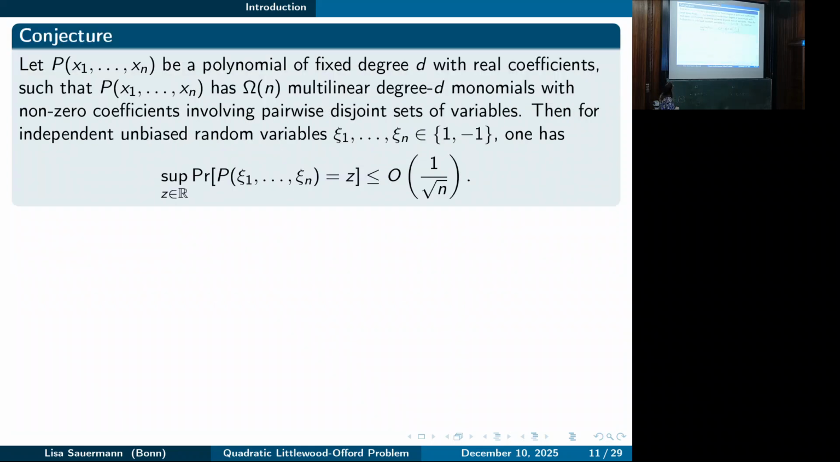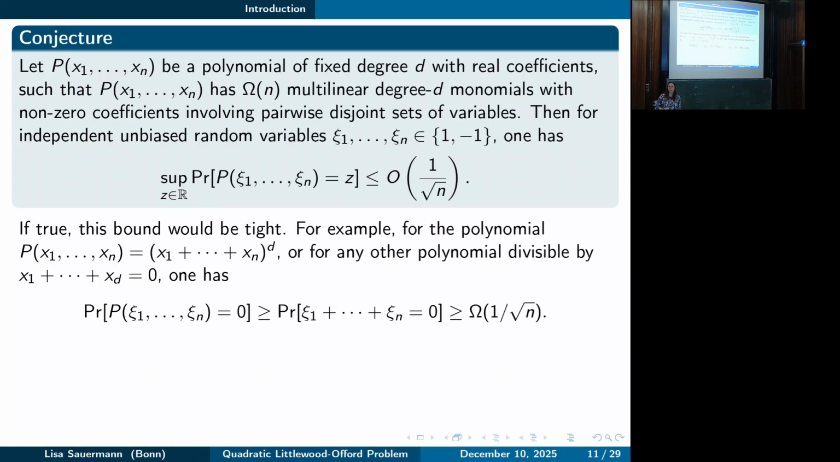So here's again the conjecture. In this setting you have a polynomial of some fixed degree d, you take n to be large, and you have a reasonable non-degeneracy condition, which we convinced ourselves we need something of roughly that form. Then the statement is that if we take the variables randomly in {1, -1}, the probability to take any particular value z is at most of the form constant over square root n. That's the conjecture. And if this is true, the bound here would be tight.